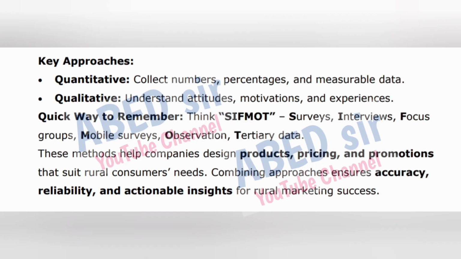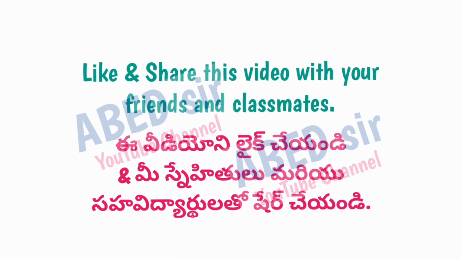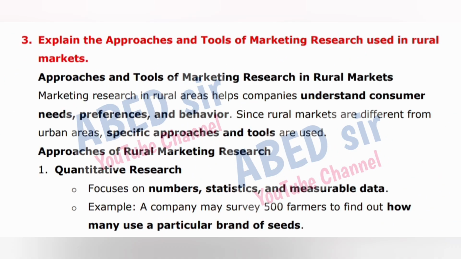Quick way to remember, think SIFMAT: surveys, interviews, focus groups, mobile surveys, observation, tertiary data. These methods help companies design products, pricing, and promotions that suit rural consumers' needs. Combining approaches ensures accuracy, reliability, and actionable insights for rural marketing success. Next important long question is 3. Explain the approaches and tools of marketing research used in rural markets.